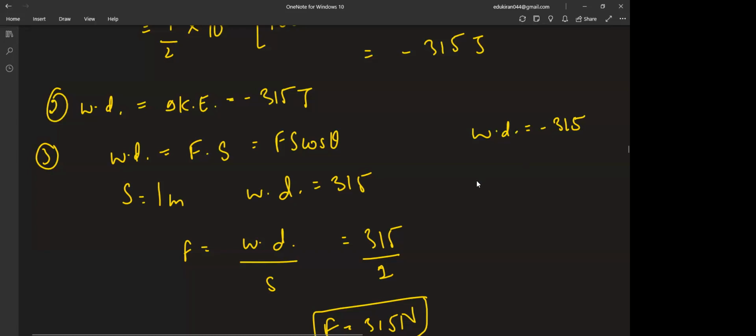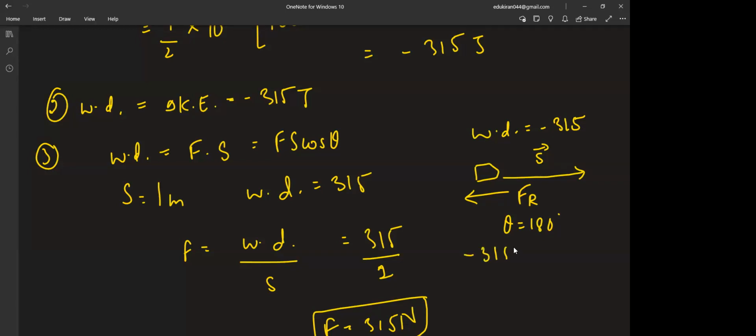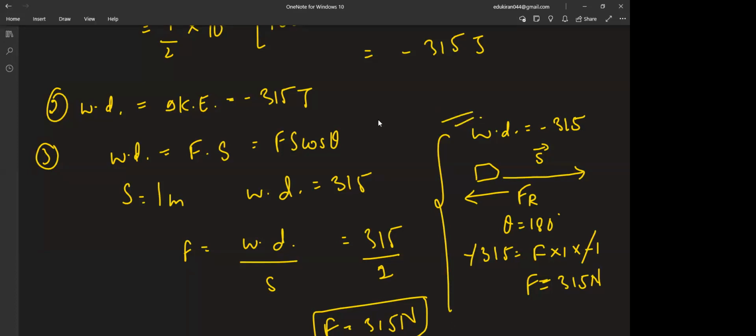Now see, the bullet is getting displaced towards this side. The resistive force will provide resistance in the opposite direction. So displacement is occurring here, resistive force is occurring here. So theta is actually 180 degrees. So when you substitute, minus 315 is equal to F, s is already 1, cos 180 degrees is minus 1. This minus sign will get cancelled, so that becomes 315. Since these were getting cancelled, I straight away wrote it like this, but this is the actual calculation. Everyone note this down. Theta will be there. Clear?